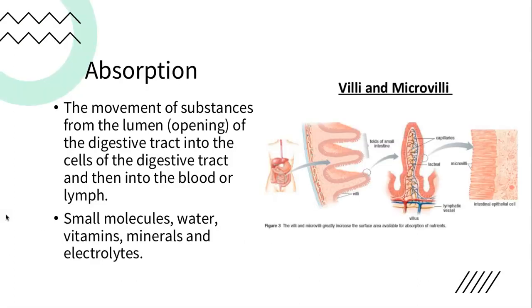Absorption is the final process, and probably the most important, definitely the most important. If you're not absorbing any of your nutrients, you're not going to be living very long. It's the movement of substances from the lumen, or which I call the opening of the digestive tract, into the cells of the digestive tract, and then eventually into your blood or your lymph to the rest of the cells of your body. These are things like very tiny microscopic molecules, water, vitamins, minerals, electrolytes, all the things that you know that you need for your body and your cells to be healthy.